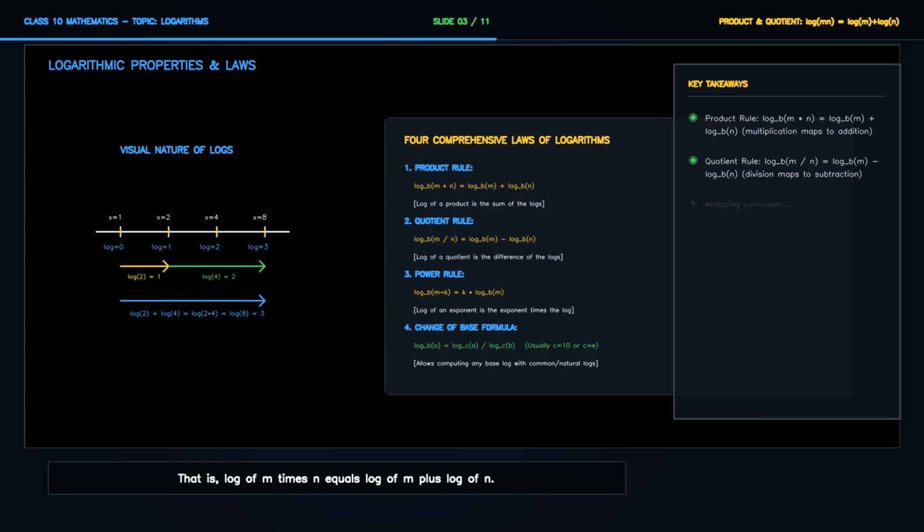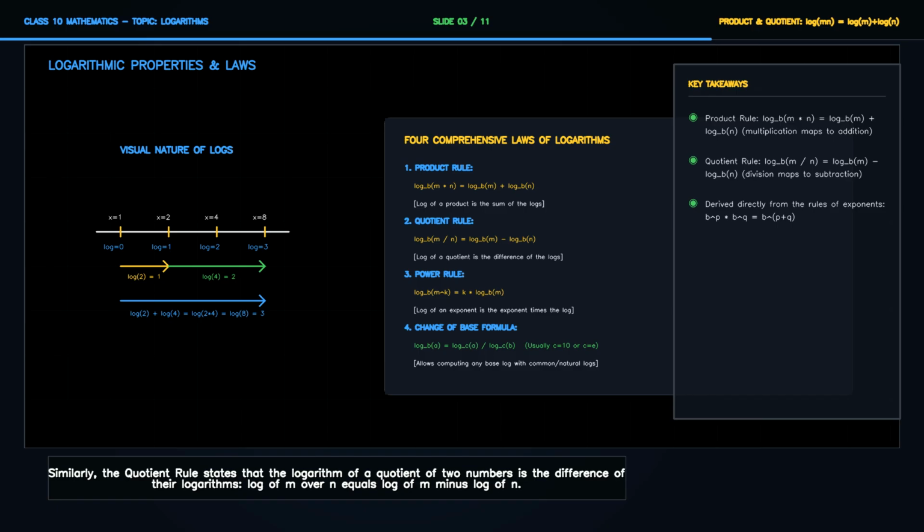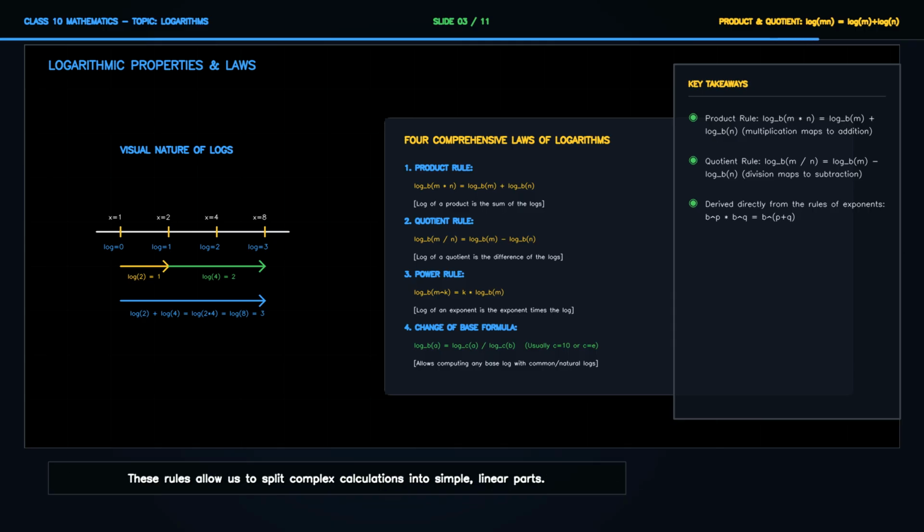This is why John Napier's work was so revolutionary. It allowed ancient astronomers to multiply large numbers simply by adding their logarithms. Similarly, the quotient rule states that the logarithm of a quotient of 2 numbers is the difference of their logarithms. Log of m over n equals log of m minus log of n. These rules allow us to split complex calculations into simple, linear parts.